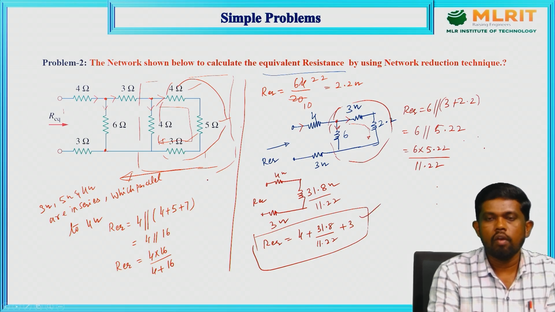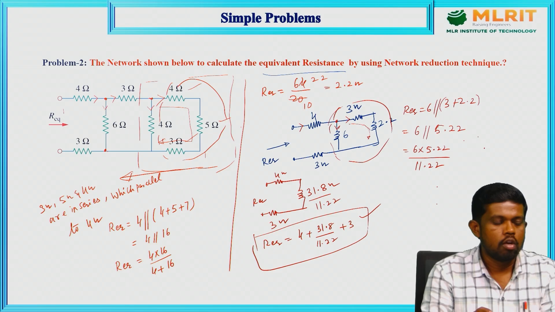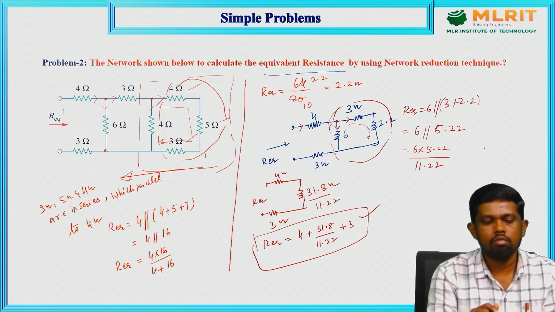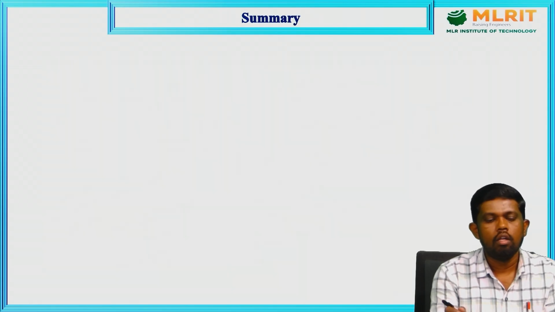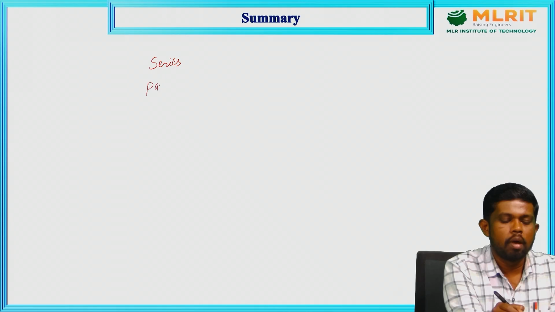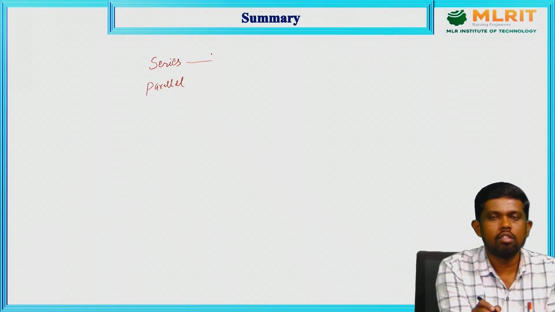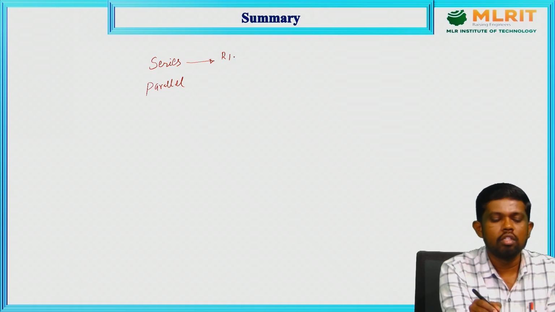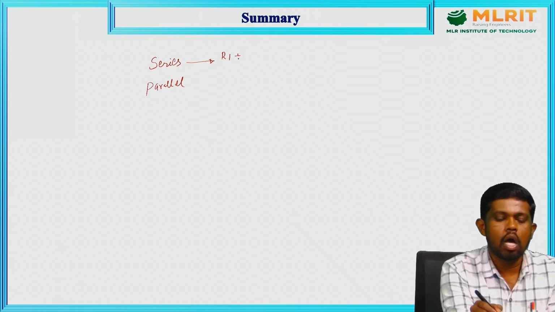So this is again the network reduction technique to get the equivalent resistance between the required terminals. This is the end of the problem, and we need to summarize the entire session. Till now we have discussed series and parallel connections. In a series connection, if resistances are in series, the equivalent is the addition of their magnitudes. Two elements in series have effective resistance R1 plus R2.